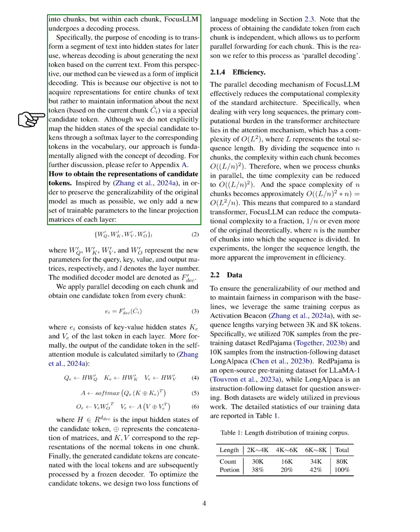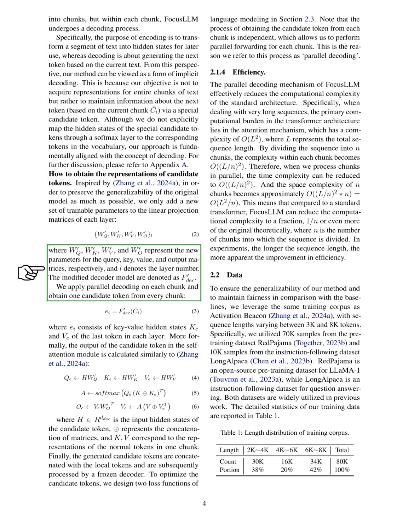In our framework, encoding transforms text into hidden states for future use, while decoding generates the next token based on the current text. We view our method as a type of implicit decoding, as we aim to keep track of the next token based on the current segment without explicitly mapping hidden states to vocabulary tokens. To maintain the original model's generalizability, we only introduce a new set of trainable parameters to the linear projection matrices at each layer. We denote the modified decoder model as F_dec.